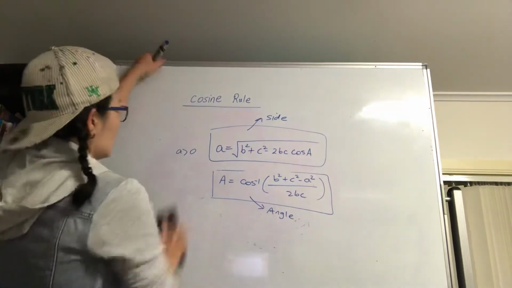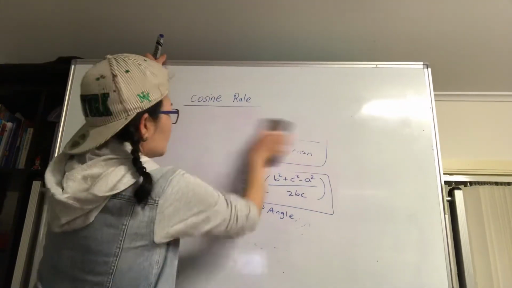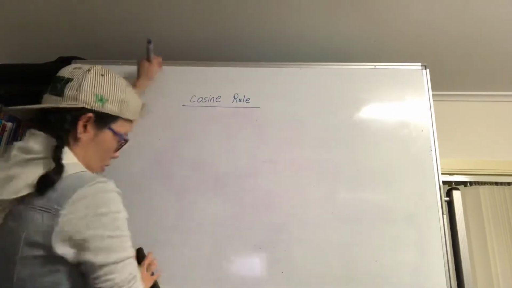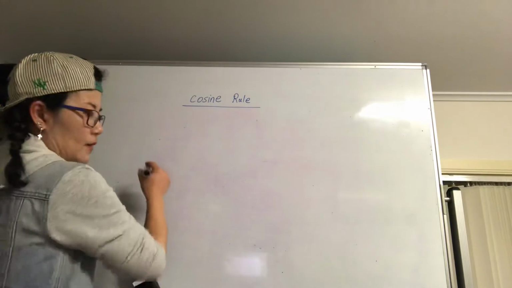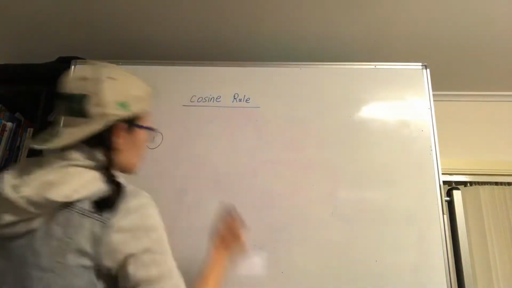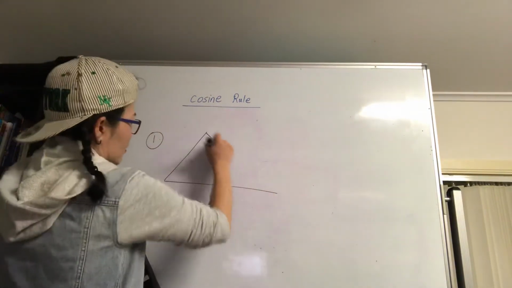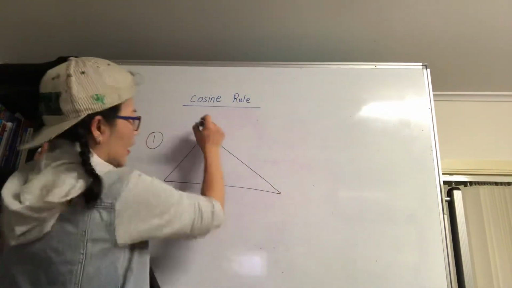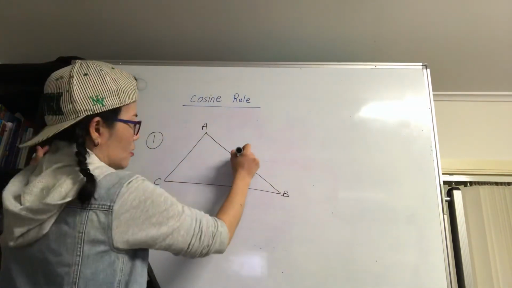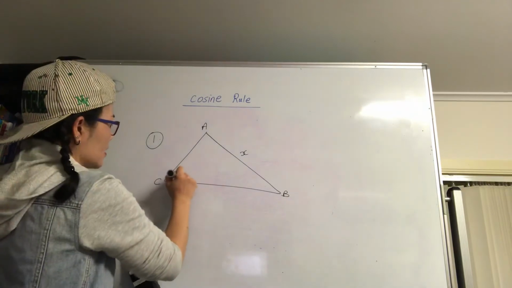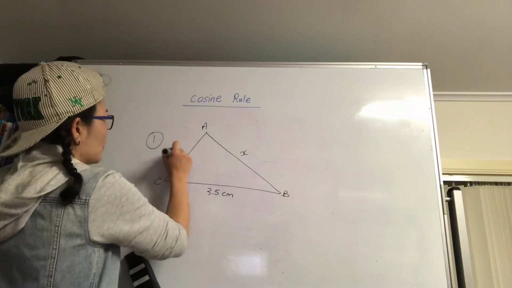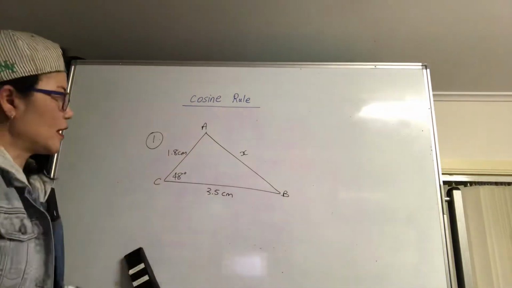Okay, so I'm going to do some questions, guys. Excellent. So question 1. A triangle, non-right angle triangle. Here we go. A, B, C, and I'm going to call this X, with 48 degrees, 3.5 centimeters, and 1.8 centimeters. Now we have to find X.